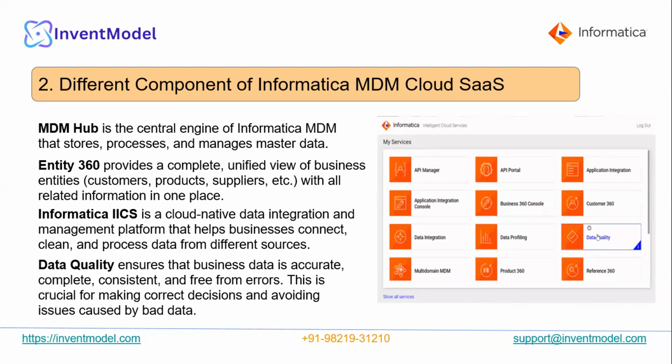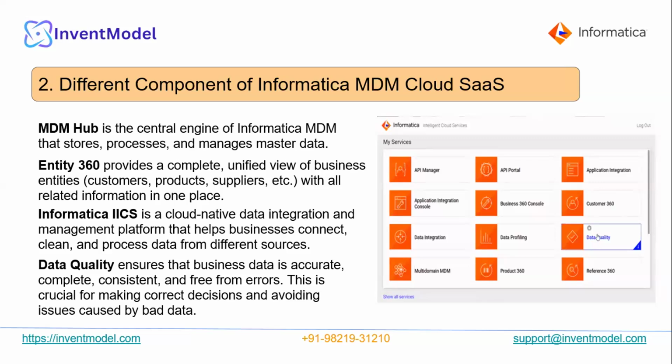And second is Entity 360. Entity 360 provides a complete unified view of a business entity, like customer 360, product 360, supplier, with all related information in one place. It helps in better decision making, improving customer service, and many things. And Informatica IICS is a cloud native data integration and management platform that helps businesses connect, clean, and process data. It also helps in data synchronization, automation, and transformation across cloud and on-premises systems.